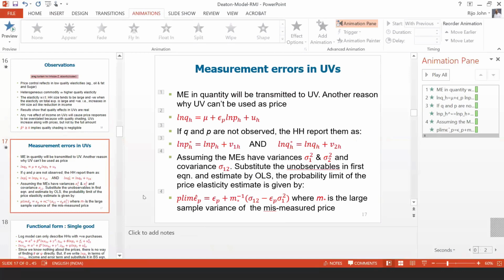Assuming the measurement errors have variances sigma 1 square and sigma 2 square and covariance sigma 1 2, and substituting these unobservables in the first equation, if we were to estimate it by OLS, the probability limit of the price elasticity estimate will be given by the plim formula right here. This is derived by substituting P star and Q star into the first equation and assuming sigma 1 square, sigma 2 square, and sigma 1 2, you can derive this plim.